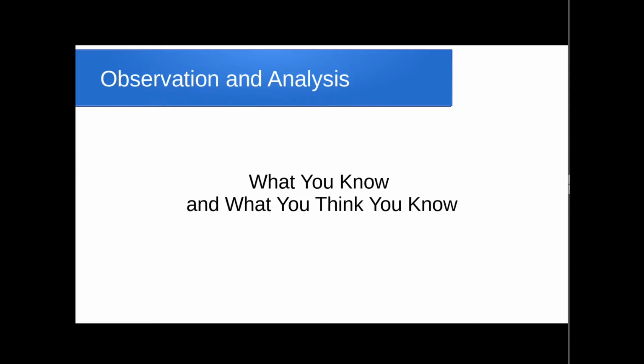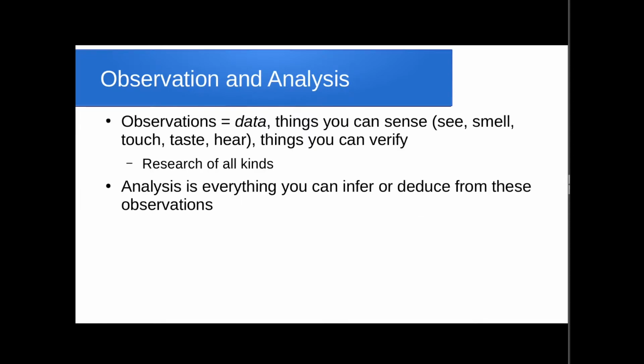So these are more or less what you know, observation, and what you think you know, or what you think you can decide based on what you've observed, and this is analysis. Observations are data, pieces of data, things that you can sense, things that you can verify, anything that you can see, smell, touch, taste, or hear. And this includes the hard data of research of all kinds, surveys, for example, any sort of scientific tests. All of that gives you data.